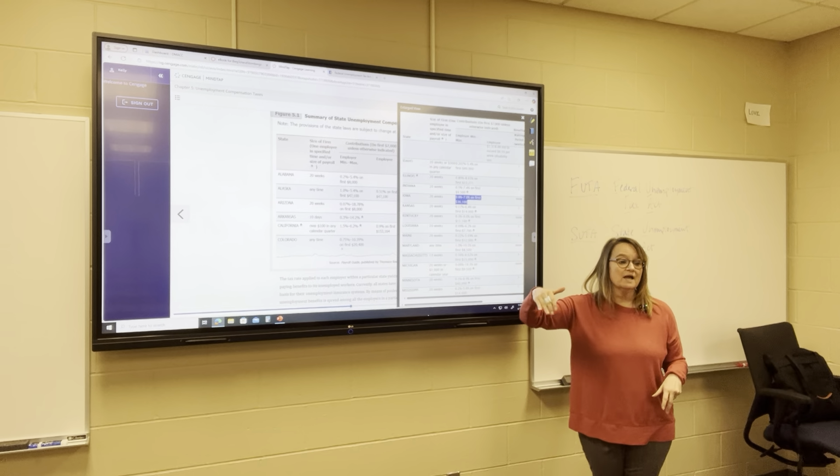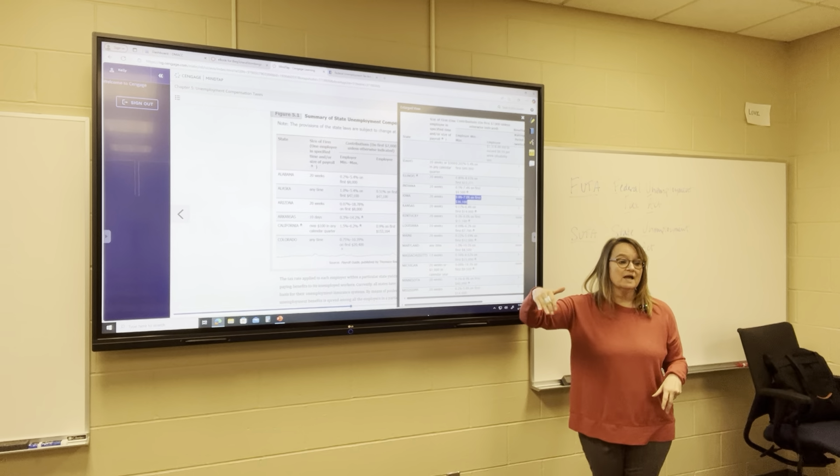Now you can see on these charts, each state is different. So we've got Kansas here, whose lowest tax rate is 0.17%, highest tax rate is 6.4%, but they only tax the first $14,000 of wages. Iowa taxes up to $36,100 of wages. So Iowa's going to be collecting more in taxes, right? Kansas is going to be collecting less because their highest rate is lower and their wage base is lower.